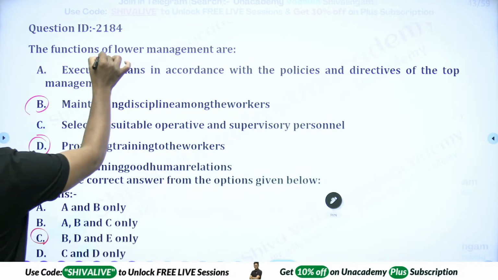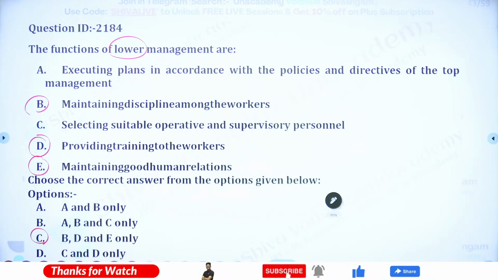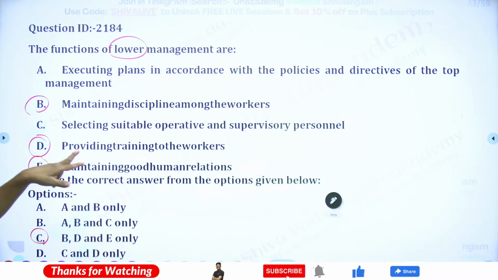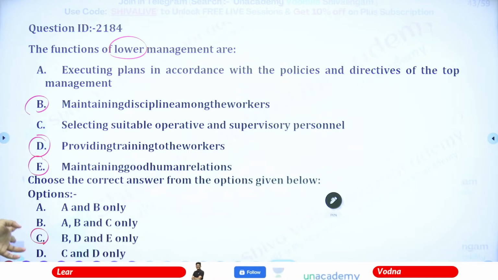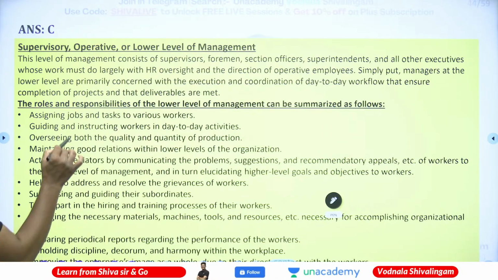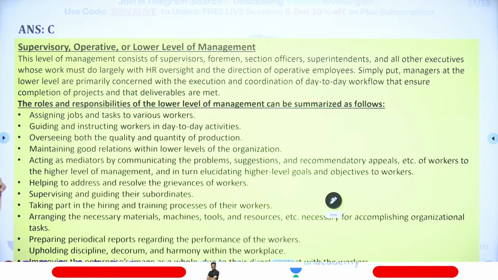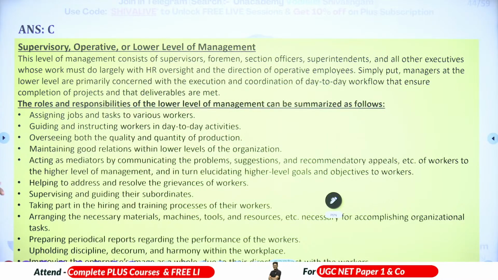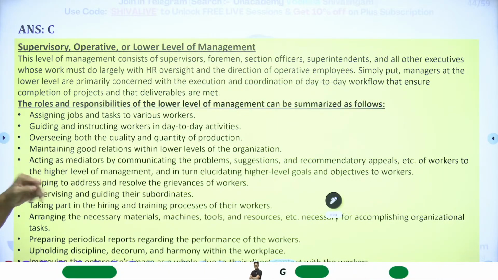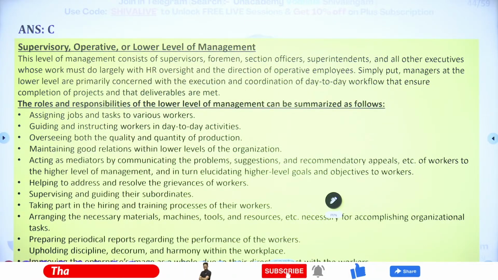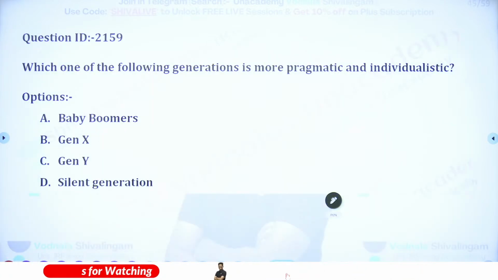They are asking about lower level managers' work, management functions. We need to maintain discipline among the workers. Within the workers, discipline is required, training as well as good human relations, because within the workers, good human relations always will be there. So the responsibilities of lower level management are assigning jobs and tasks to various workers, day-to-day activities, instructions, maintaining good relations, acting as a mediator in communicating any problem, supervising and guiding their subordinates, helping to address and resolve grievances, arranging the necessary materials, and preparing periodical reports regarding the performance of the workers. Next.